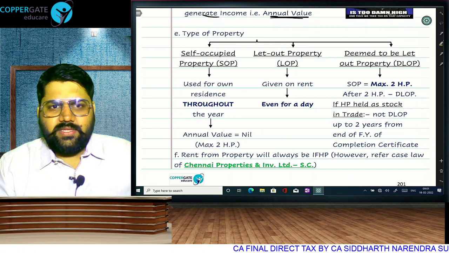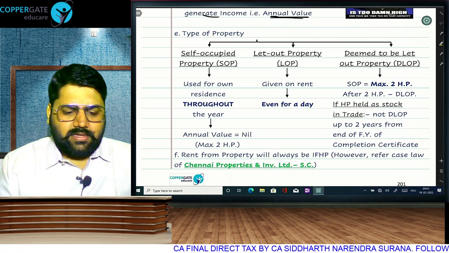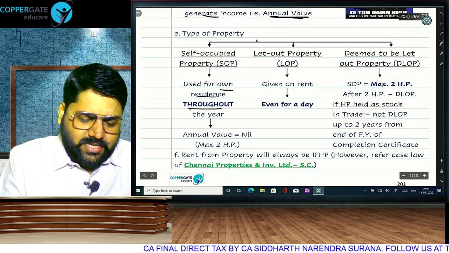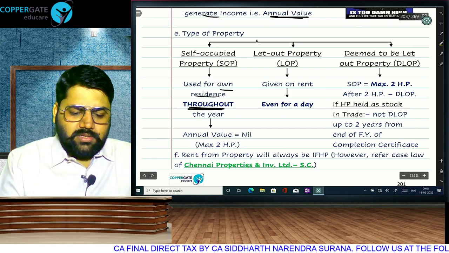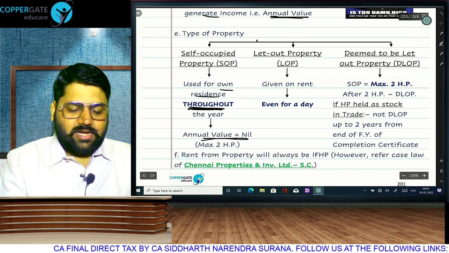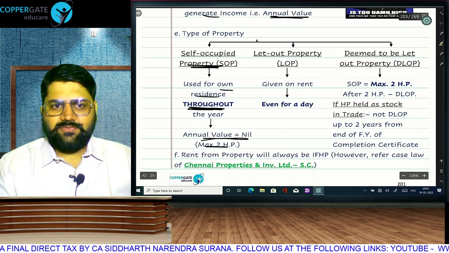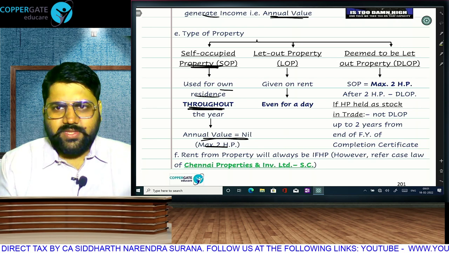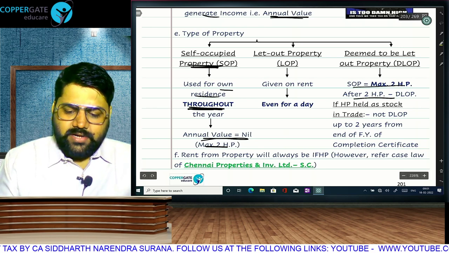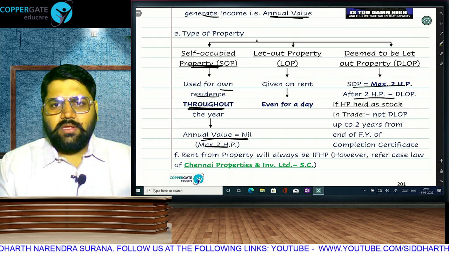Because of the previous point, the next point gets triggered, that properties will be divided in three categories. Any property used for own residence throughout the year will have capacity, but for tax purposes we will take zero. That will be called a self-occupied property, but under this category you can classify maximum two. If you have more than two, after two SOP, everything will go in deemed to be let out.